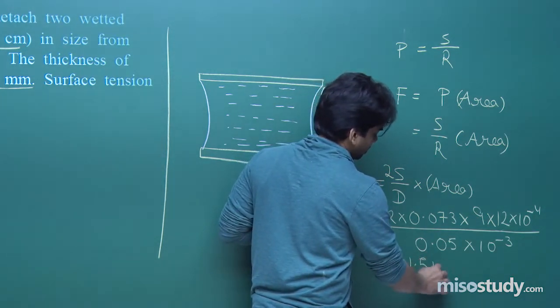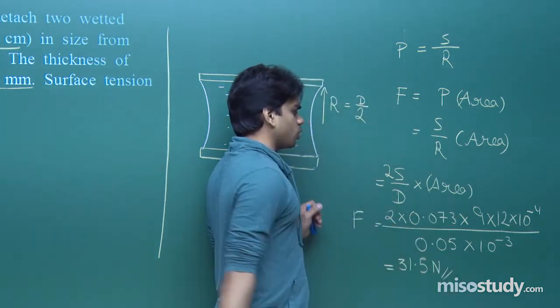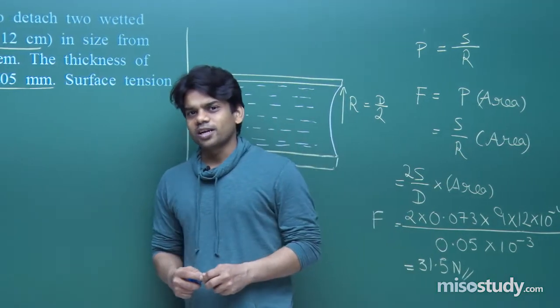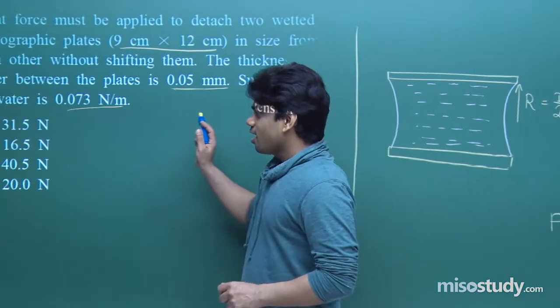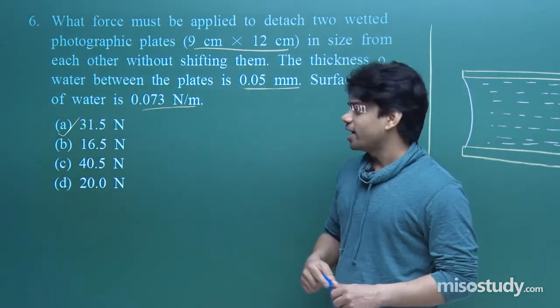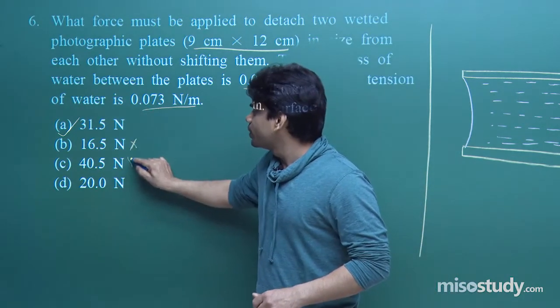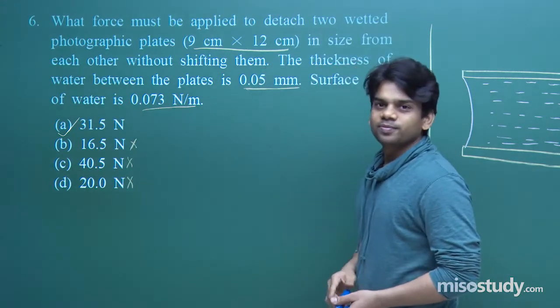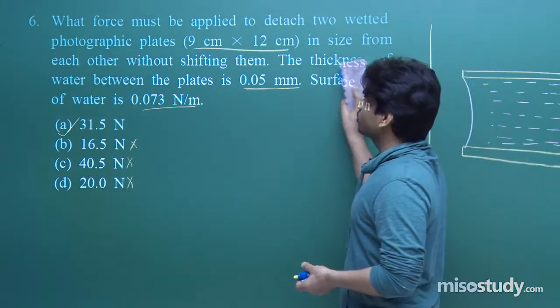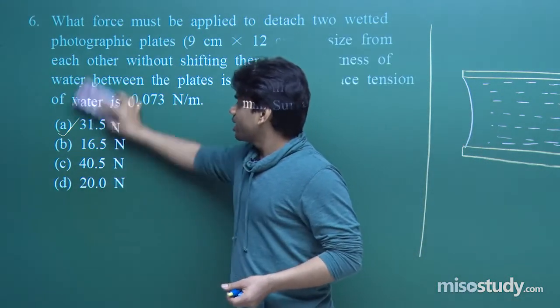This is the result that you'll be obtaining. Just solve this on your own, it will not be a problem. It will be 31.5 Newton. This is the kind of question that I wanted to tell you all about, what kind of question can come in your examination. 31.5 Newton, that's the right answer. Rest all options are incorrect. Force is equal to surface tension or pressure into area in this case, and that is what we have used.